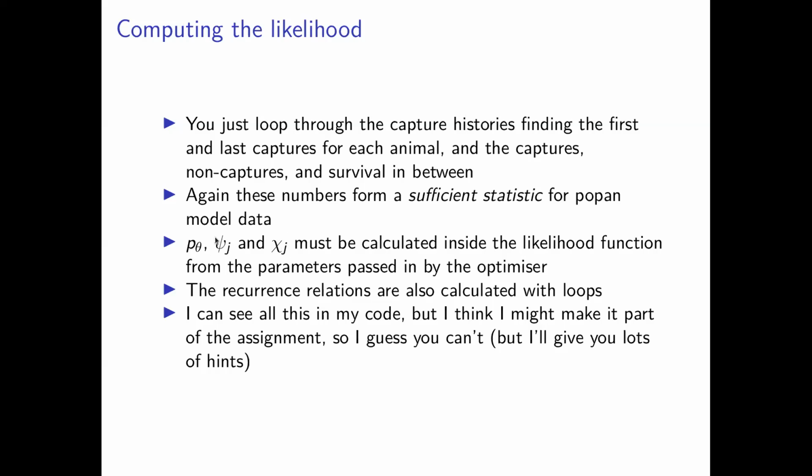And psi sub j and chi sub j, remember, are calculated from recurrence relations. And to do that, you just use a loop. So you define the base case, and then you would loop through finding the next value from the previous one and the other parameters.